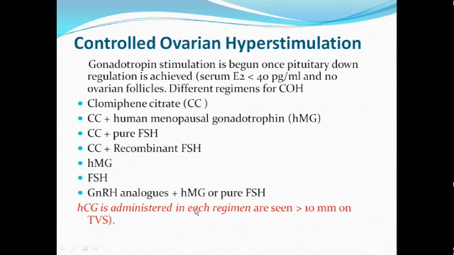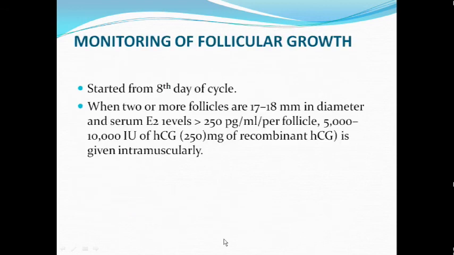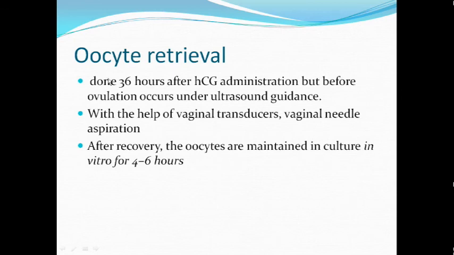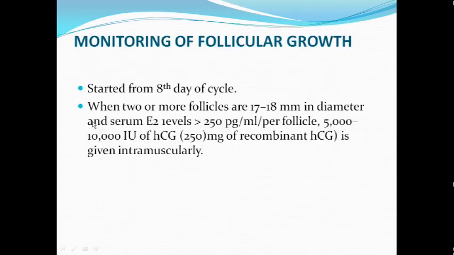HCG is administered in each regimen when the follicle size is more than 10 mm on TVS. Then monitoring starts on day 8 of the cycle, and when the size reaches about 18 mm and the E2 level is more than 250 picogram per follicle, 5000 to 10,000 units of HCG is given intramuscularly. Then comes 36 hours after the HCG injection, so the third step is monitoring.